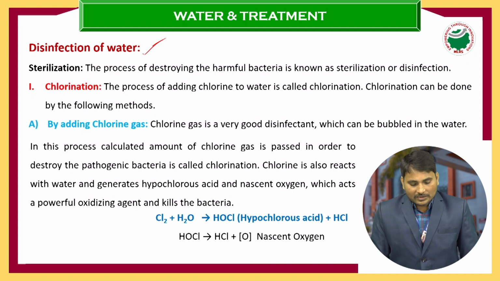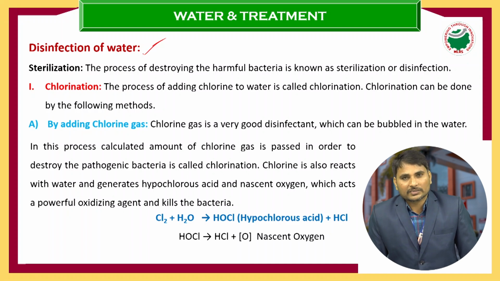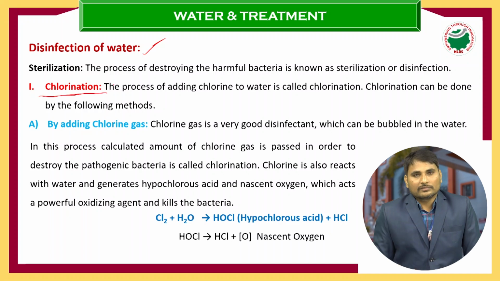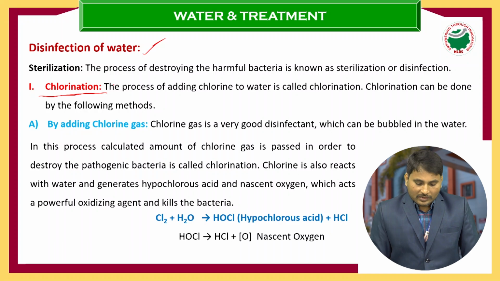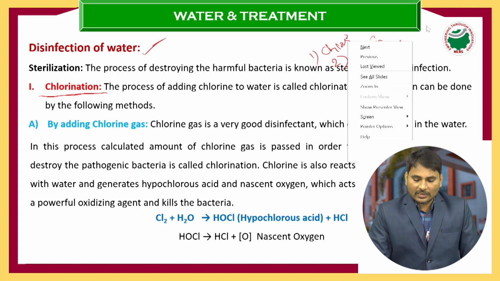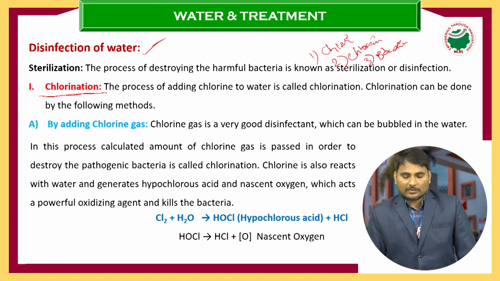To remove those biological impurities, the water after filtration is treated with chlorine. Chlorine in the form of chlorination, in the form of chloramine, in the form of bleaching powder. These are some of the different types we use to disinfect that water.